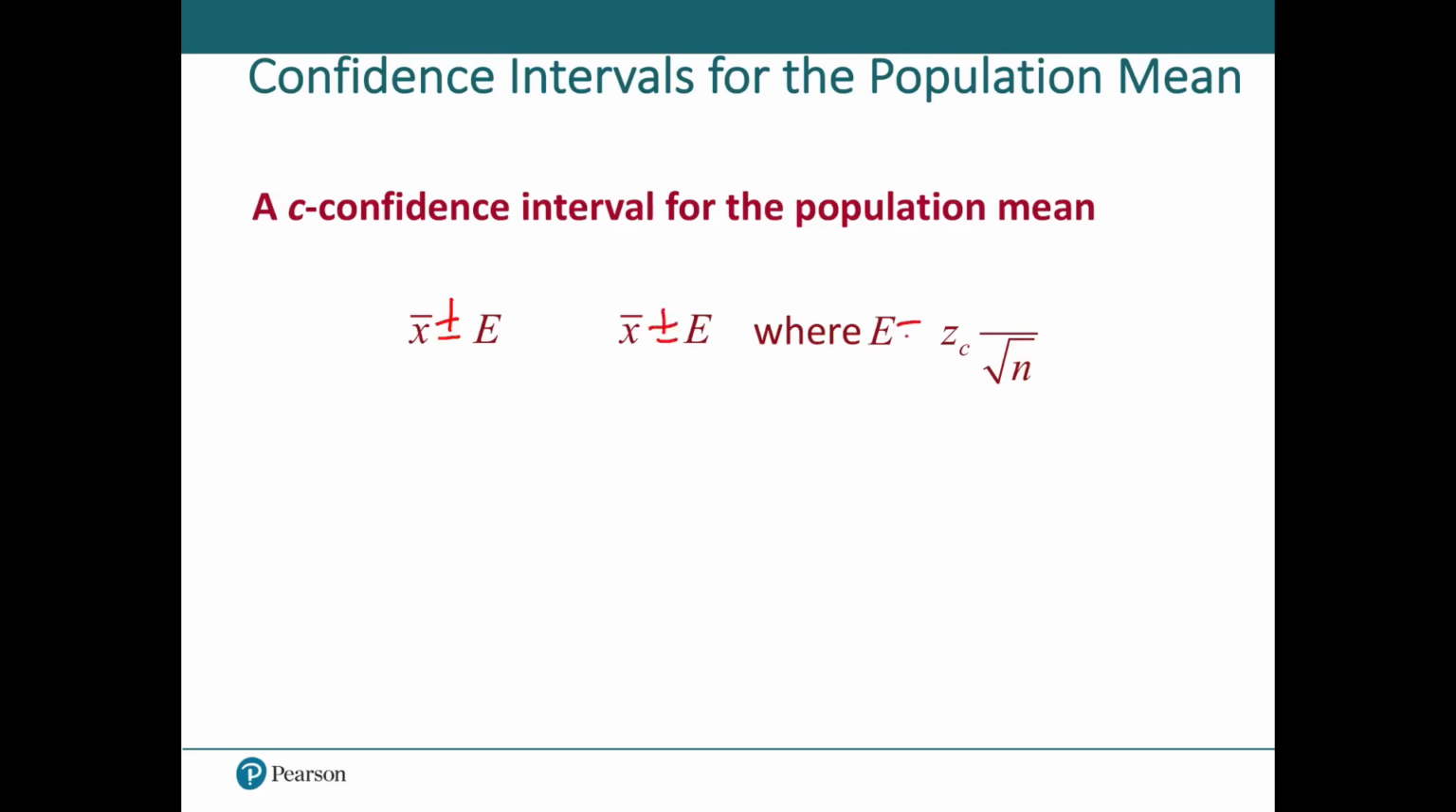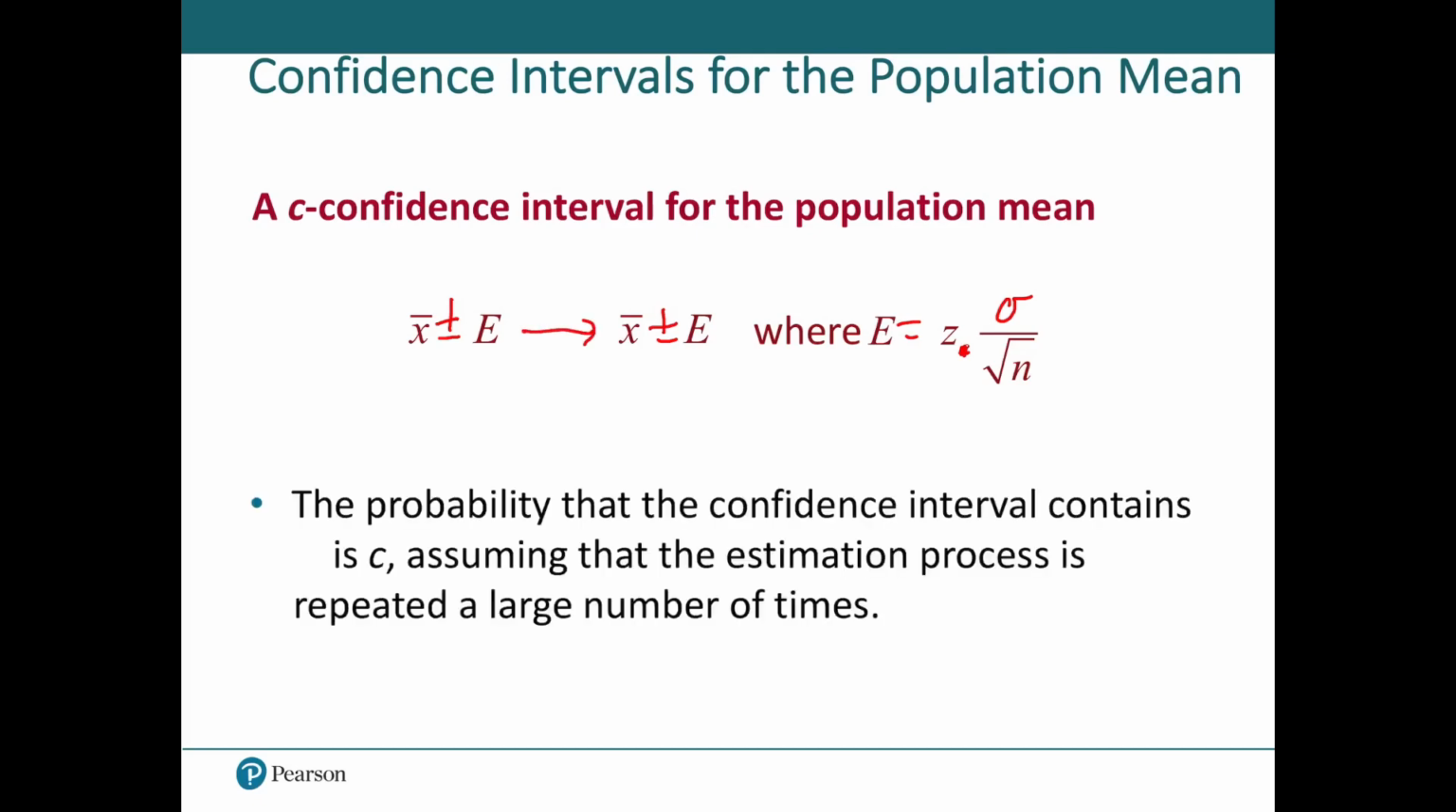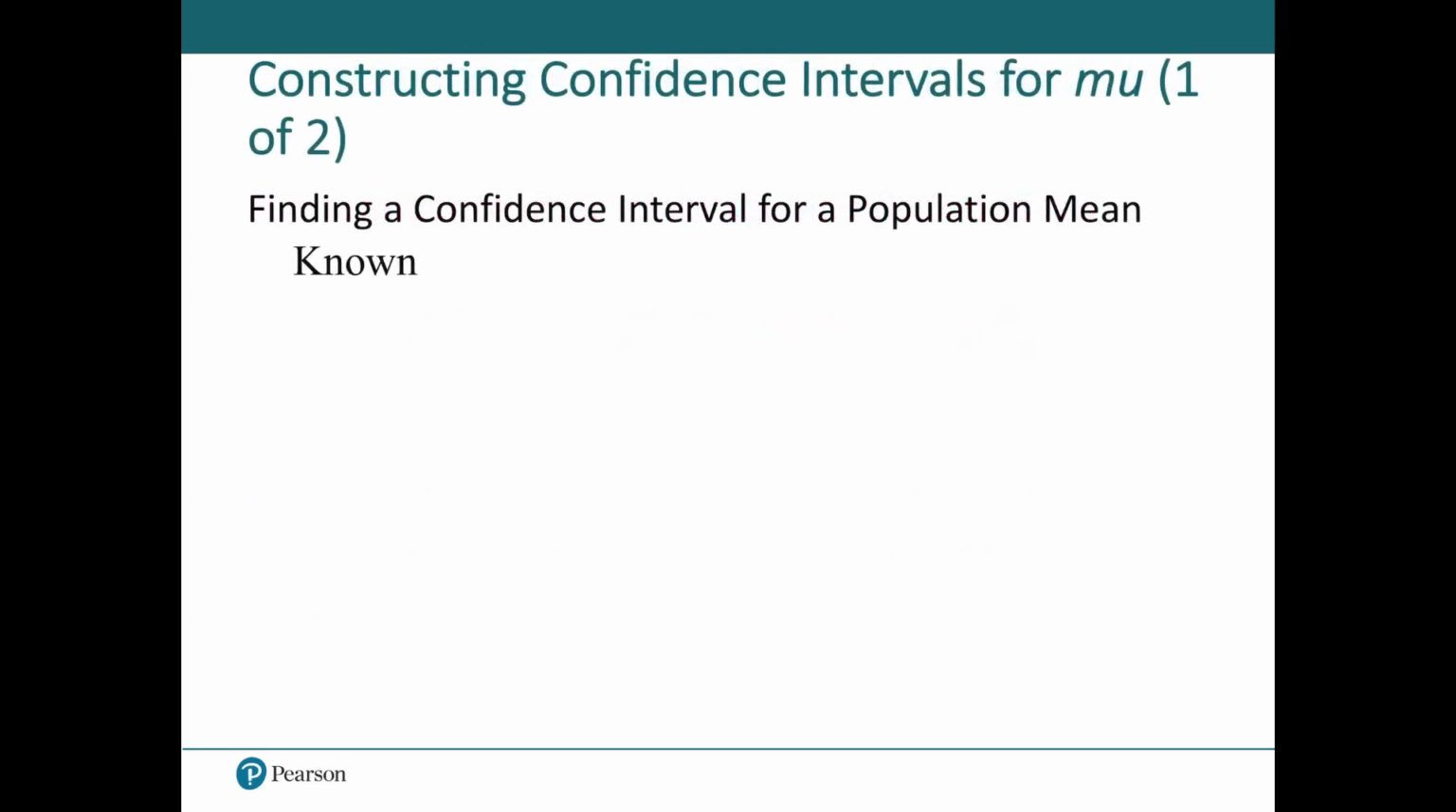So the confidence interval, as we said, is x bar plus and minus the margin of error, which is the same, where z is equal to zc, or just z, times sigma over square root of n. And so this is kind of redundant, I guess. The probability that the confidence interval contains the mu is C, assuming that the estimation process is repeated a large number of times, which it could be, may not be due to time restraints, budget restraints, etc.